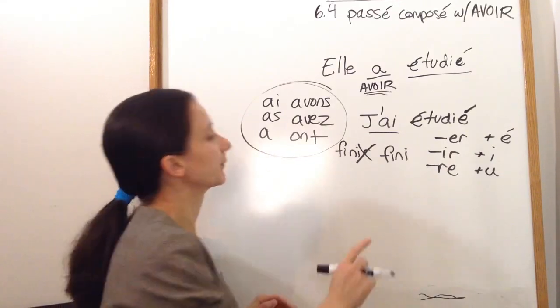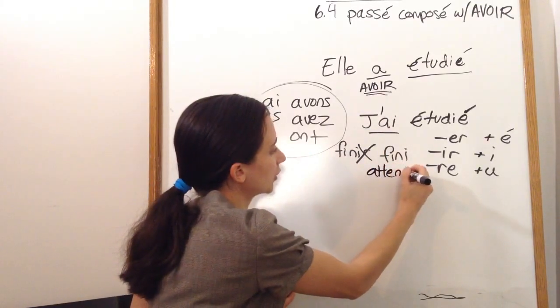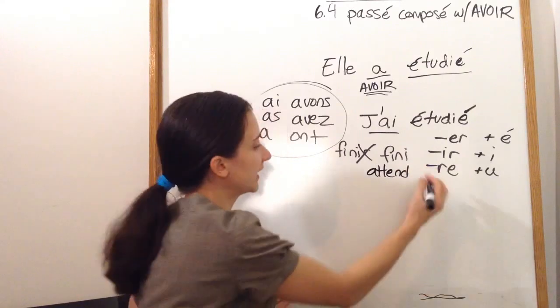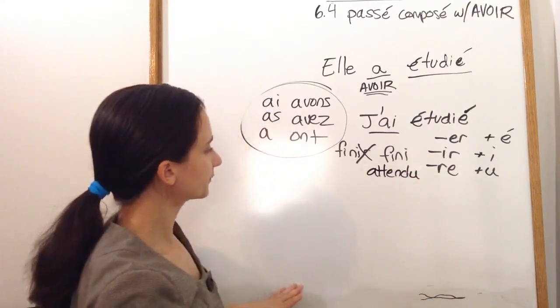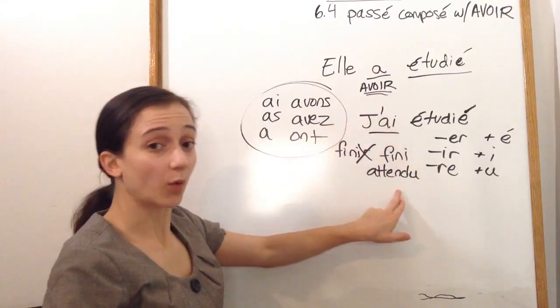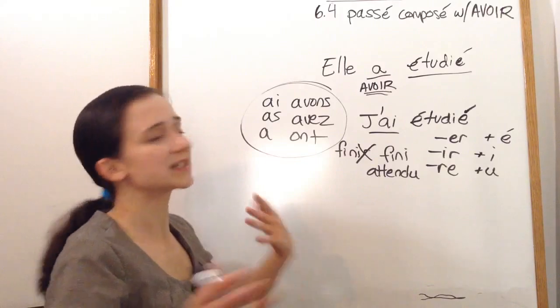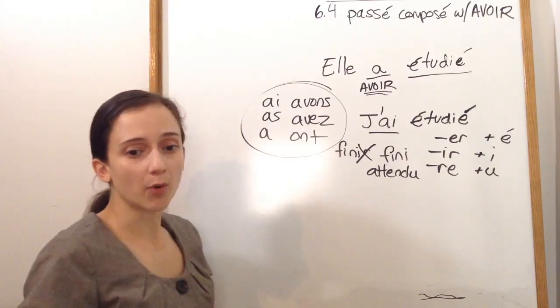Or let's say I waited. I waited. So we have attendre. We'll take off the RE. Attendu. J'ai attendu. I have waited or I waited. I waited is the translation that I want you to lean towards most of the time.